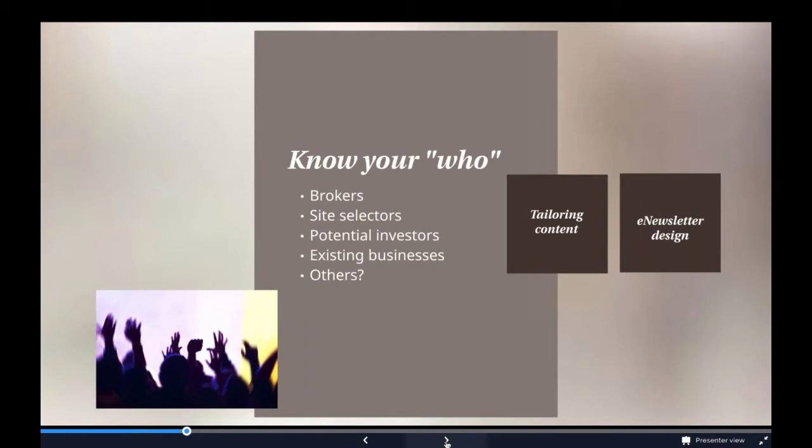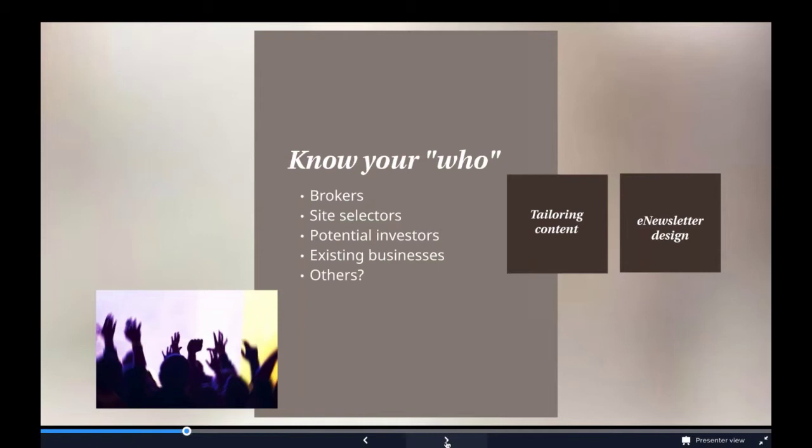Who is it that you're trying to reach? And again, I said at the beginning, you might find that you're better off having more than one email newsletter if you have target audiences that have very different interests. So whether that's brokers, site selectors, maybe you're trying to reach potential investors or people who are making location decisions. If you're trying to reach existing businesses, so some of them may be interested in location, but some of them, especially during COVID, are going to have very different questions about how to stay afloat and how to manage the things that are top of mind for them right now. And maybe there's others in your list of who, community stakeholders, who knows what it is.